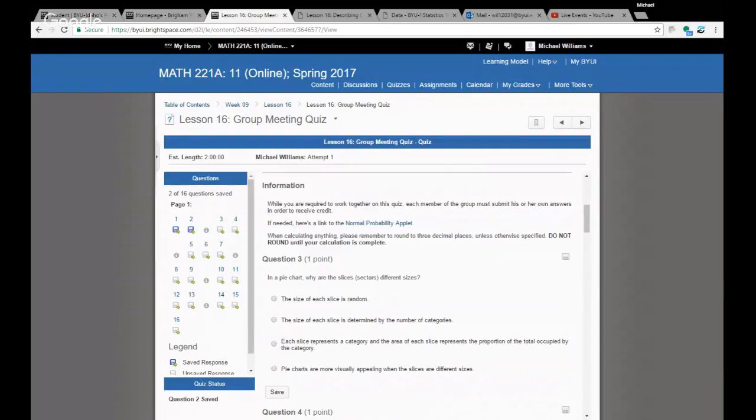So in a pie chart, why are the slices different sizes? Because some people eat more than others. Yes, I like that. Each slice represents... I just like the last one: pie charts are more visually appealing when the slices are different sizes. Yeah, that's about as random as it gets.